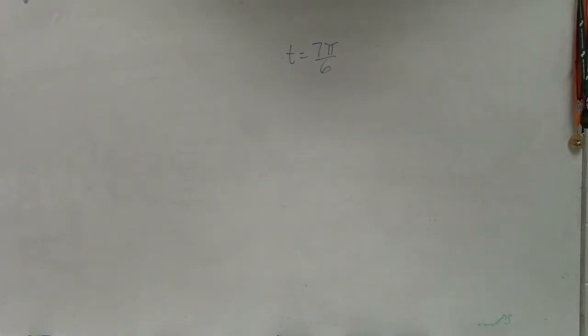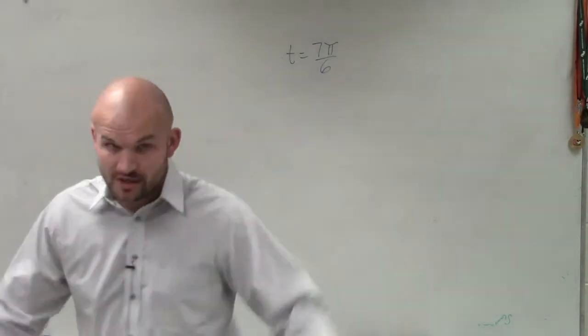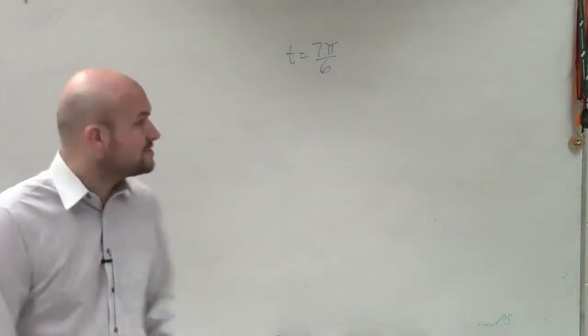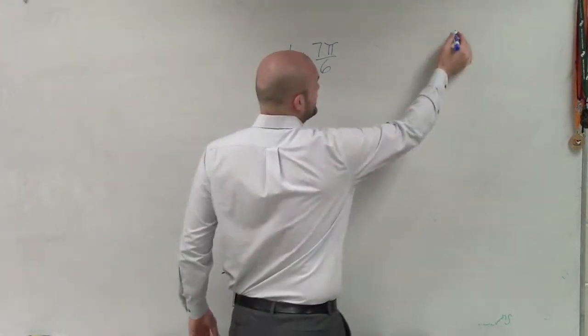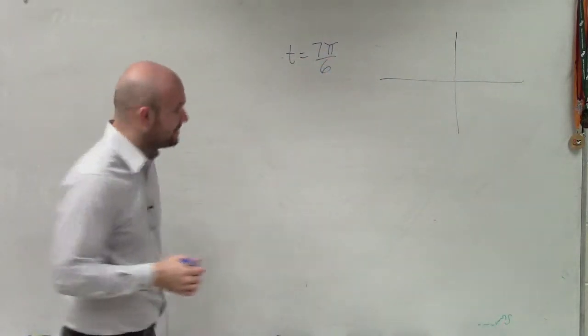We're doing wrong. So the first thing, ladies and gentlemen, when you're trying to evaluate this for the 6 trigonometric functions, not the 3, the 6 trigonometric functions, we have to make sure we can sketch the angle and determine the point on the unit circle.